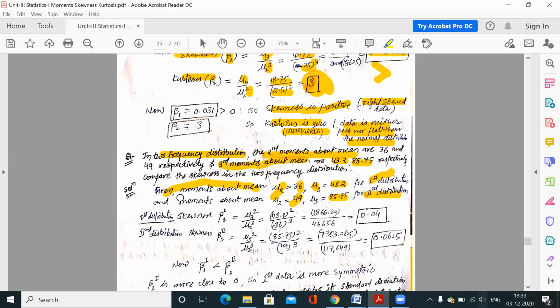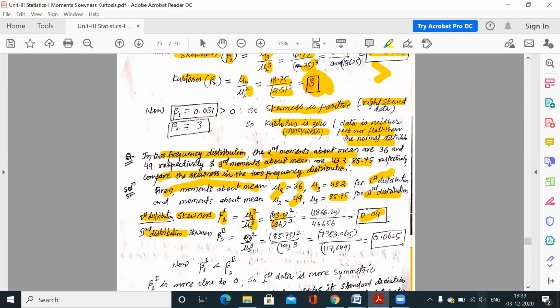So we have two distributions now. Compare the skewness in the two frequency distributions. That means we have to compare these two data distributions based on skewness. For the first distribution, what is the skewness? Skewness is beta 1. Beta 1 is mu3 square by mu2 cube. So mu3 is 43.2 and mu2 is 36, so 36 cube. It comes to 0.04.